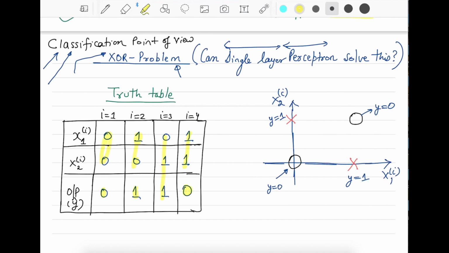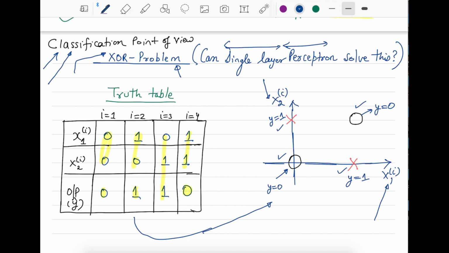Now we will plot this truth table onto the feature space, where the first feature is x1 and the second one is x2. So this is the feature space for this particular truth table. Now the important thing is, as you can see from the scattering of the plots, there is a problem. You have two data points on this side and two on this side. So how do we separate them using a single layer perceptron?